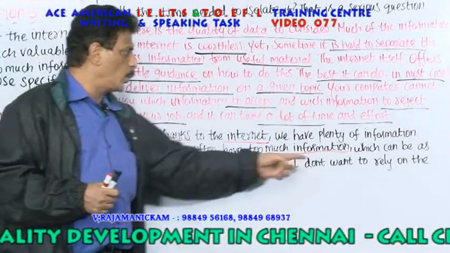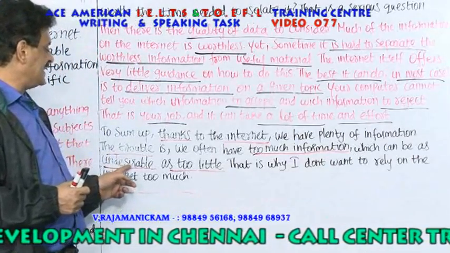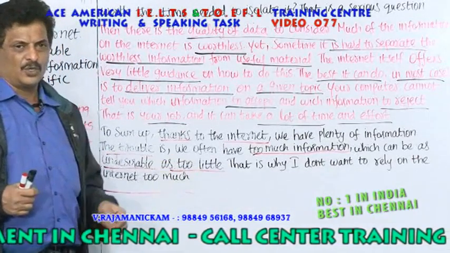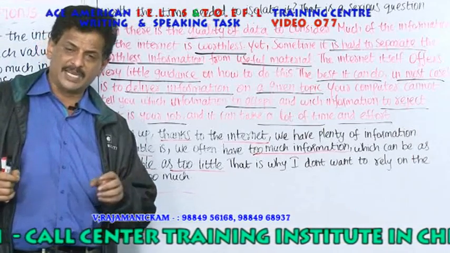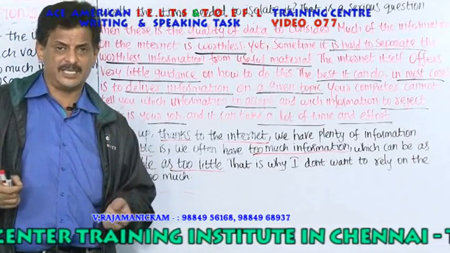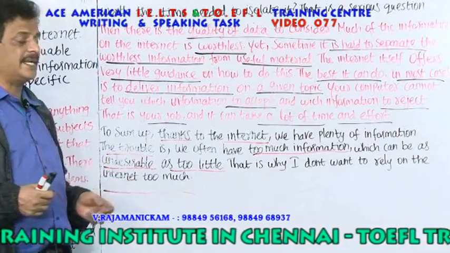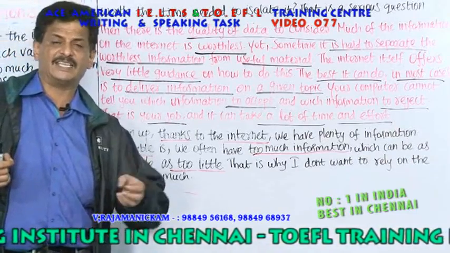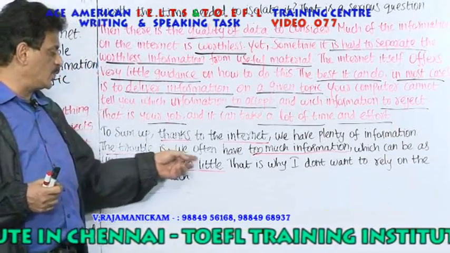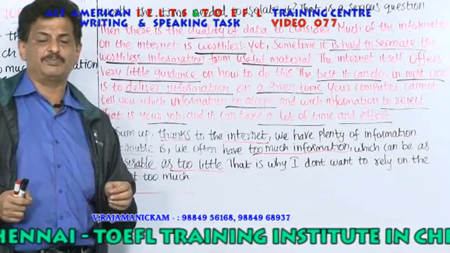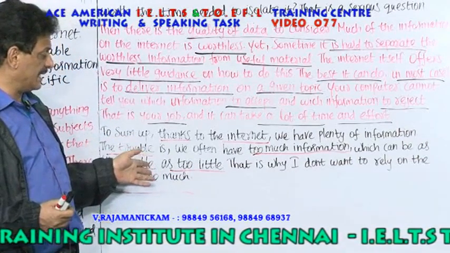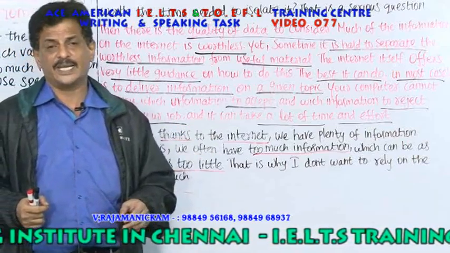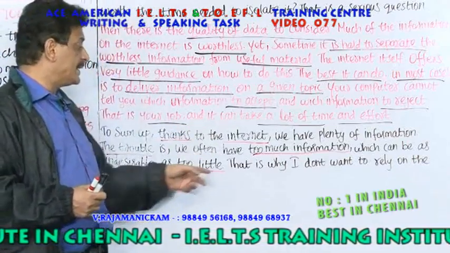And it can take a lot of time and effort, ஆகையால் அதற்கு நிறைய கால நேரமும் முயற்சியையும் நீ செலவிட வேண்டும். So finally, to sum up, இறுதியாக, thanks to the internet, இன்டர்நெட்டுக்கு நன்றி, இணையதளத்துக்கு நன்றி என்று இந்த கட்டுரையாளர் எழுதுகிறார். We have plenty of information. ஏகப்பட்ட தகவல்கள் இருக்கிறது. The trouble is, பிரச்சனை என்னவென்றால், we often have too much information. நமக்குள்ள ஒரே பிரச்சனை என்றால், ஏகப்பட்ட தகவல்கள் இருக்கிறது.